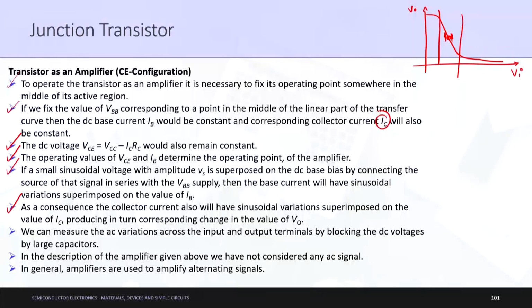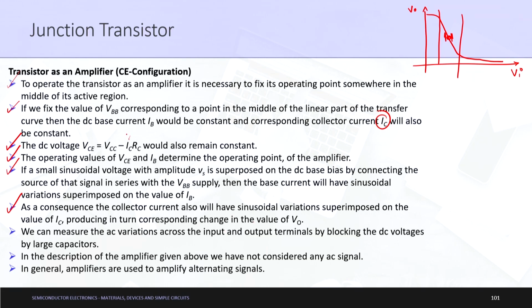Fine. Next thing is, as a consequence, the collector current also will have sinusoidal variations, quite evident, because the value of IC is dependent on IB. If there is a change in the value of IB, there will be a change in IC. If there is a sinusoidal variation in the value of IB, there will be a sinusoidal variation in the value of IC also. So, the collector current will have a sinusoidal variation superimposed on the value of IC, producing in turn a corresponding change in the value of V naught.